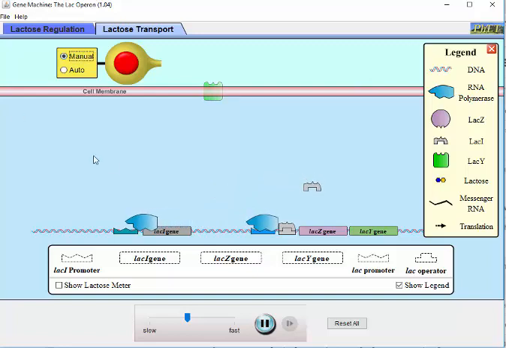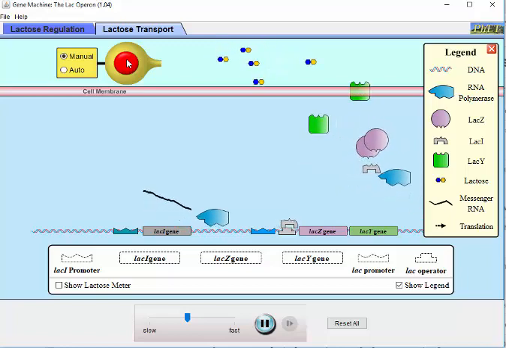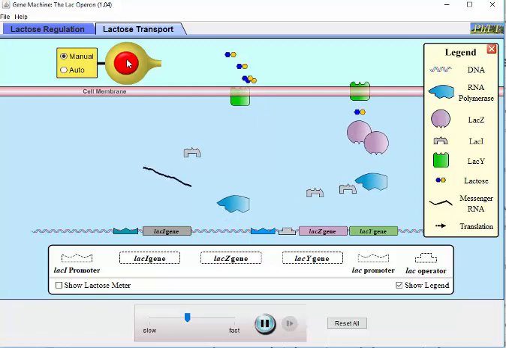So think about what's happening here. Oops, I blew it. I was supposed to wait till just before the last green-black Y showed up. So I just faked it there. So we got a little bit of lactose in the environment. And you want to watch and see what happens to the system here again.